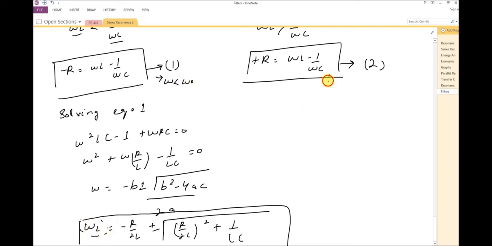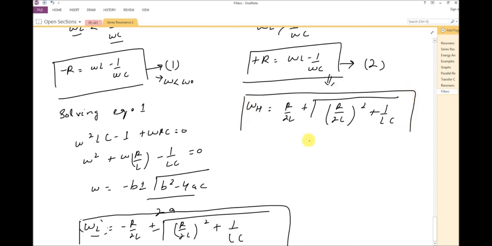After solving equation number 2, we will get the higher cutoff frequency, that is R over 2L plus under root (R over 2L) square plus 1 over LC. So in this way we had already calculated these two frequencies, the lower cutoff frequency and the higher cutoff frequency.